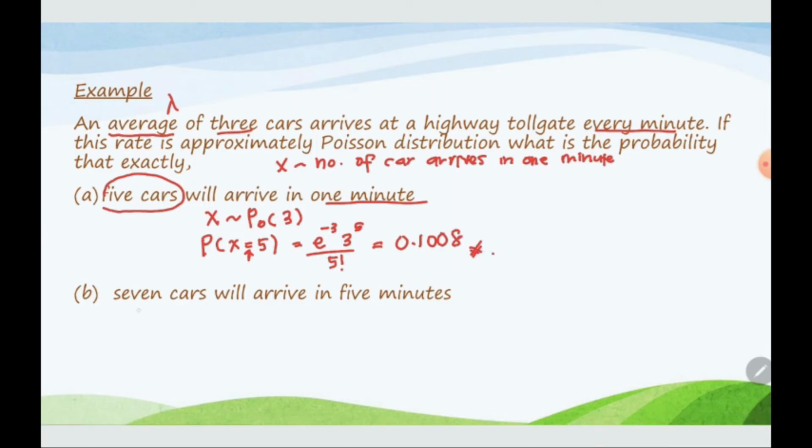And then B, 7 cars will arrive in 5 minutes. So we know that in 1 minute your lambda is 3.